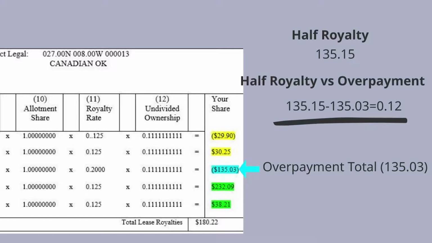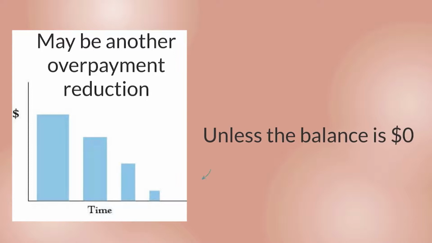Depending on the balance of the company's total recoupment on this lease, the data under the Your Share column is highlighted. Half royalty was overpayment: 135.15 minus 135.03 equals 0.12. There may be another overpayment reduction on future statements unless this was the final recoupment and the balance is now 0.